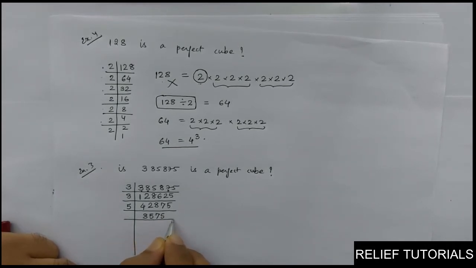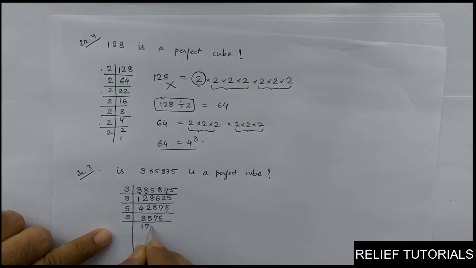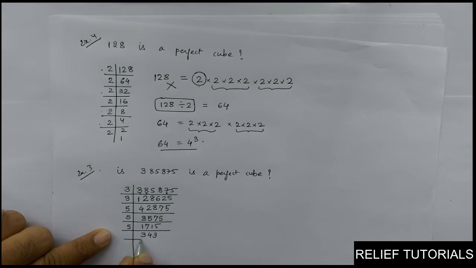Still it is divided by 5. So 5 1s are 5. 3 7s are 35. So 5 7s are 35 and 1 5 again. Still it can be divided by 5. So 5 3s are 15. 5 4s are 20. 1 left, 5 3s are 15. So now this number will not be divided by 5.